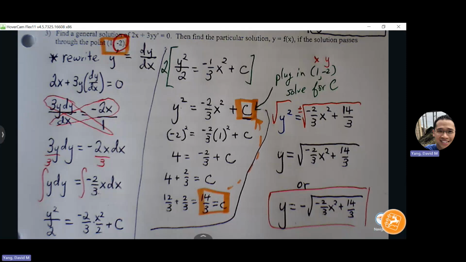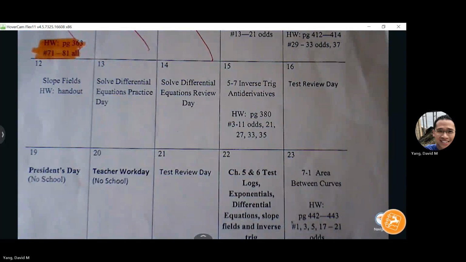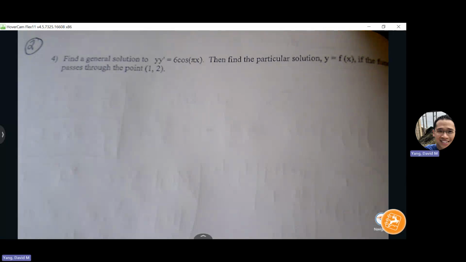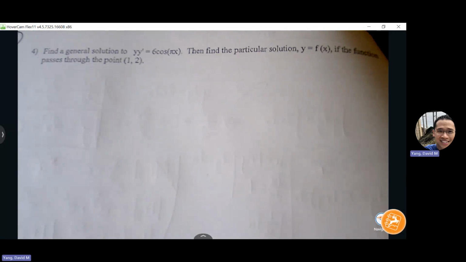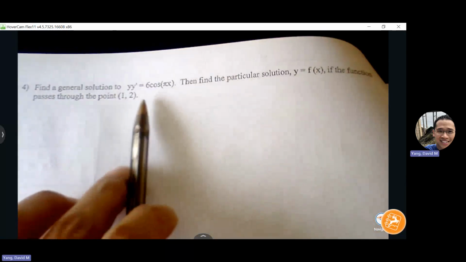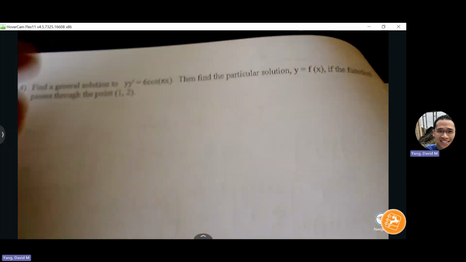Okay, next page. Okay, find a general solution to y prime equals 6 cosine of pi x, then find a particular solution that passes through ordered pair (1, 2). Okay, so first things first, let's get this to be more descriptive. Replace y prime with what? dy/dx.